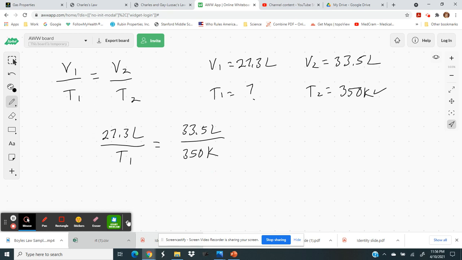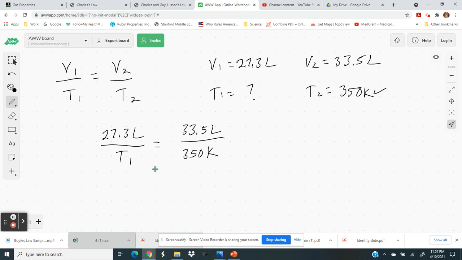Now, what most people's problem is with this type of problem is that they want to get T1 by itself, so they want to get rid of the 27.3. They'll divide by 27.3 and say, oh, okay, that's my answer, which seems pretty easy, except that's not your answer. That would actually be the inverse of your answer, because you would leave T1 in the denominator. So remember, when your variable is in the denominator, you have to get the variable out of the denominator into the numerator, then solve for it.